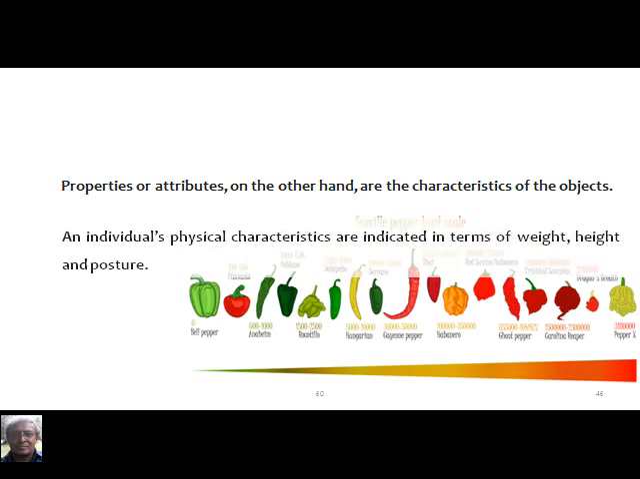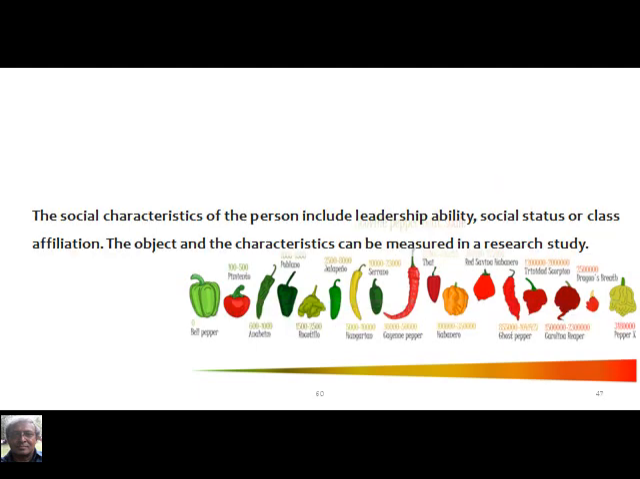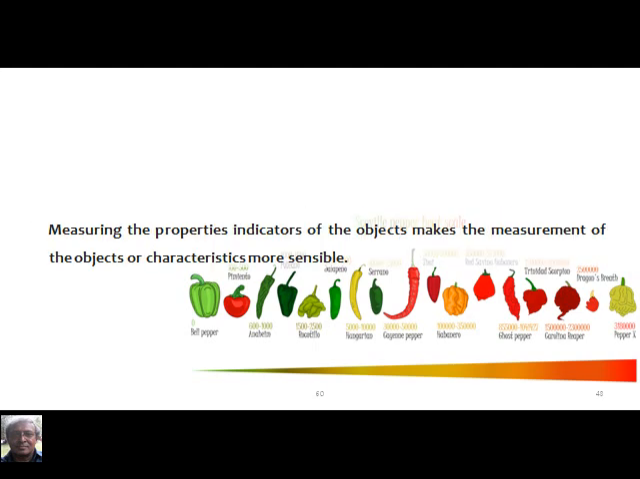An individual's physical characteristics are indicated in terms of weight, height and posture. An individual's psychological attributes are shown in terms of attitudes and intelligence. The social characteristics of the person include leadership ability, social status or class affiliation. The object and the characteristics can be measured in a research study. Measuring the properties or indicators of the objects makes the measurement of the objects or characteristics more sensible.